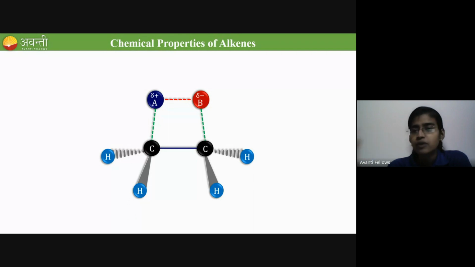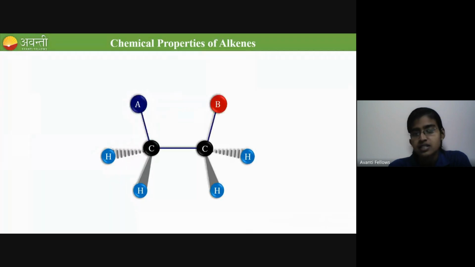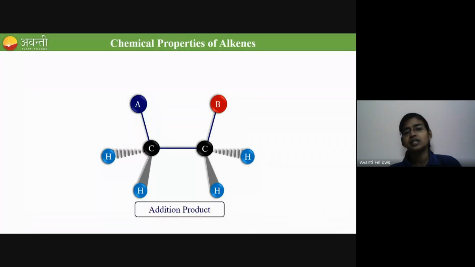Now the compound will not remain in the transition state or intermediate form, right? Because it will be unstable in that form. So what does it do? The AB bond gets broken down and a new compound like this, that is CH2A and CH2B compound, is formed, and this is the addition product for us. Okay. So this is the mechanism. Using this mechanism, we are going to see some addition reactions of alkenes.